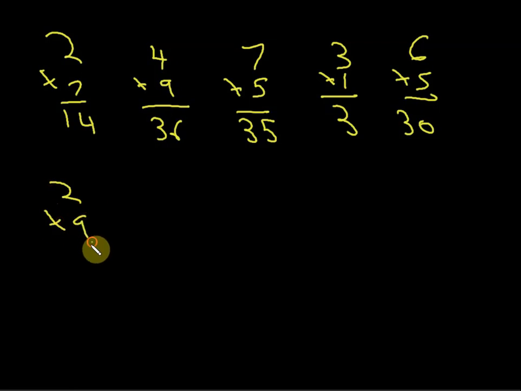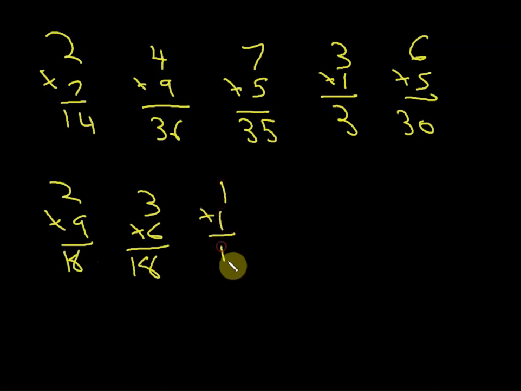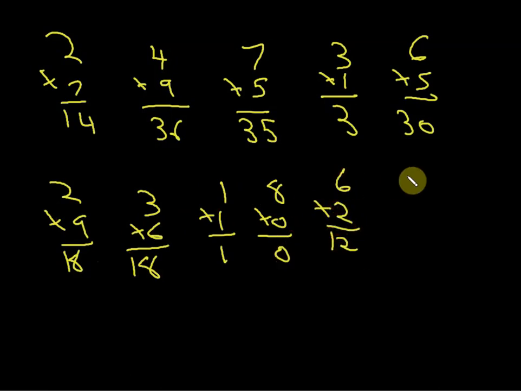2 times 9 is 18. 3 times 6 is 18. 1 times 1 is 1. 8 times 0 is 0. 6 times 2 is 12. 9 times 9 is 81.